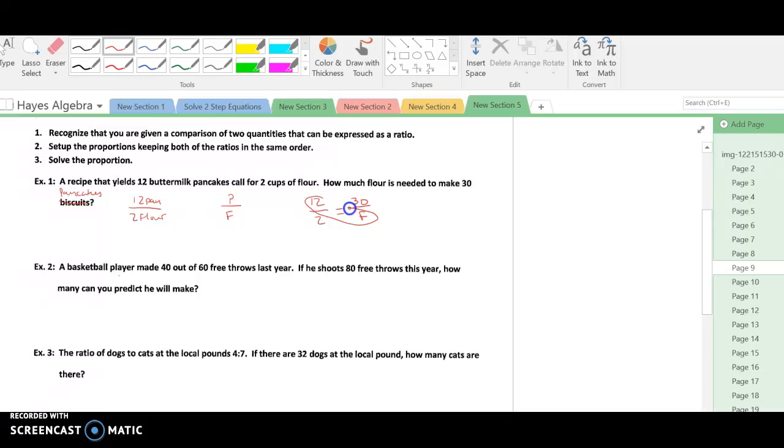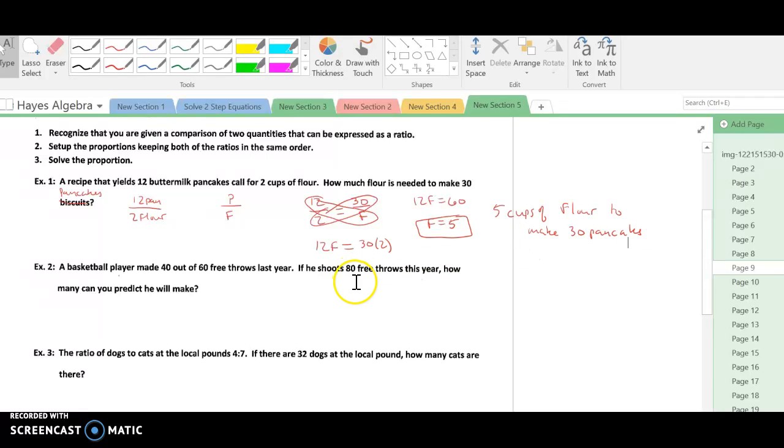Well, now, when I cross multiply here, 12 times F equals 30 times 2, and 12F equals 60, so F is equal to 5. All right, so it would take 5 cups of flour to make 30 pancakes.